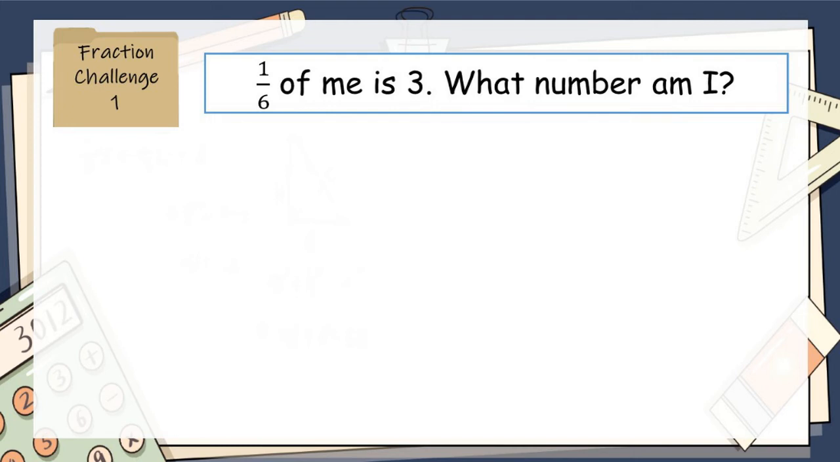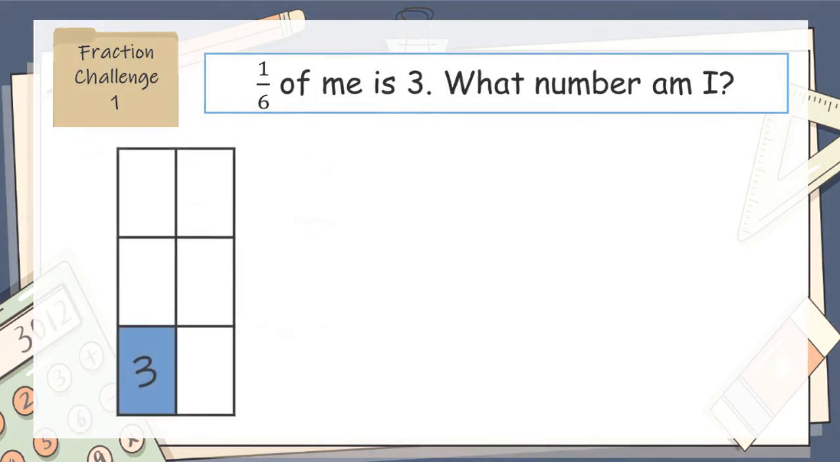1/6 of me is 3. What number am I? Take it step by step. First, draw a picture that shows sixths and fill in the information that you already know. Pause the video and give that a try.